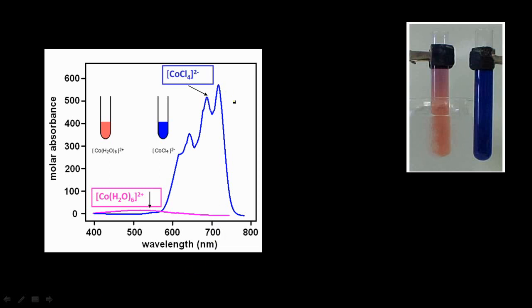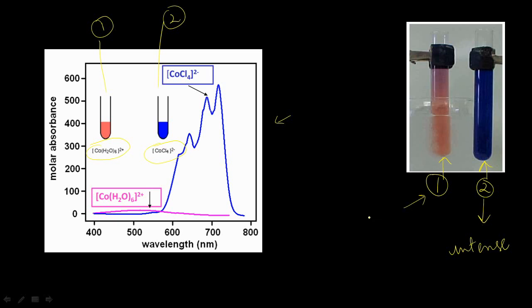As you can see, this is an electronic spectrum, the combined spectra of two complexes. The first one is CoCl4 2-, and the second one is Co(H2O)6 2+. Right? So this is one, this is the second one, and the blue one is the second one. As you can see the color difference. The second one, the tetrahedral complex, is intense, and the octahedral one is a bit pale.